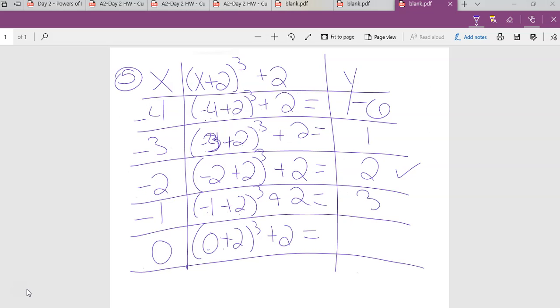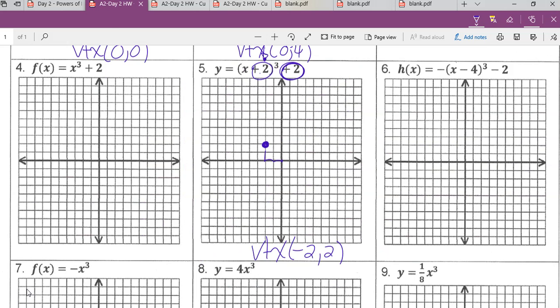And finally, 0 plus 2 is 2. 2 to the third power is 8. 8 plus 2 is 10. So these points should all fit on my graph. So let's go ahead and check it out.